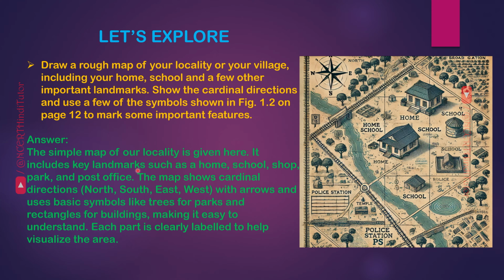It includes key landmarks such as home, school, shop, park, and post office. The map shows cardinal directions north, south, east, west with arrows and uses basic symbols like trees for parks and rectangles for buildings, making it easy to understand. Each part is clearly labeled to help visualize the area.